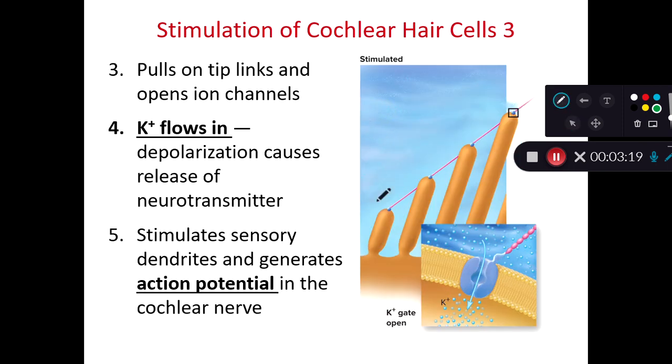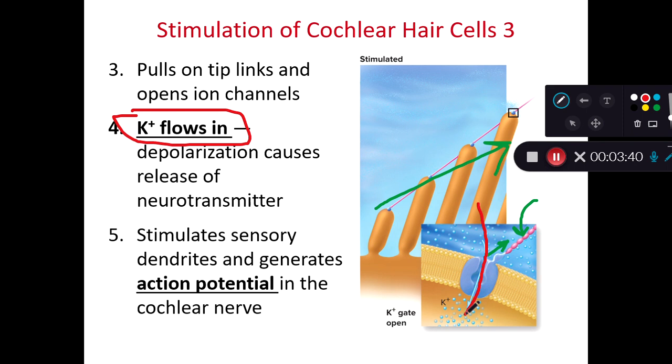So then we bend the hairs, and by pushing the hairs over, we're going to apply pressure to the tip links. That will cause the tip link to mechanically be pulled or stretched out of the way. This will make room for potassium ions to flow in. And as we have potassium rushing in, we're going to have a depolarization of the membrane, which then causes an action potential and a release of neurotransmitter.